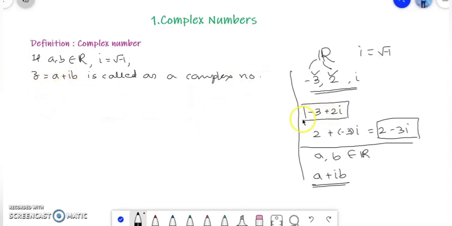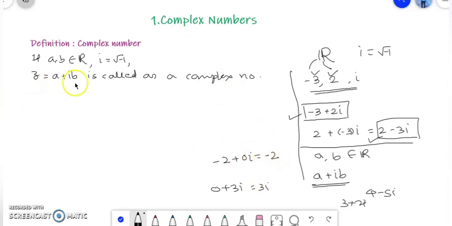For example, minus 3 plus 2i, or 2 minus 3i, or any other number you can try, 4 minus pi i, 3 plus 2i, or even 0 plus 3i, which is simply 3i because 0 is not mentioned, or even minus 2 plus 0i, which is just minus 2. Minus 2 is a real number, in fact an integer, but you can consider it as a complex number. So every real number is a complex number.